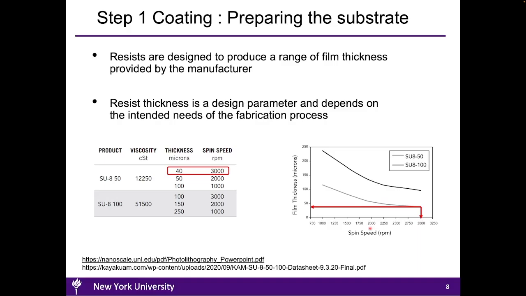Here is an example plot showing how the resist thickness varies with the spin speed. As the spin speed increases from 750 to 3000, the film thickness decreases. According to this plot, the SU850 resist, the curve here, produces a 40 micron thick film at a spin speed of 3000 RPM and 100 micron thick photoresist at a spin speed of about 1000 RPM.